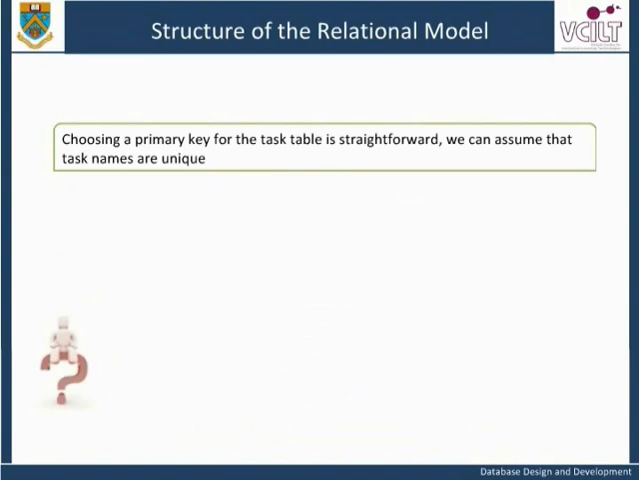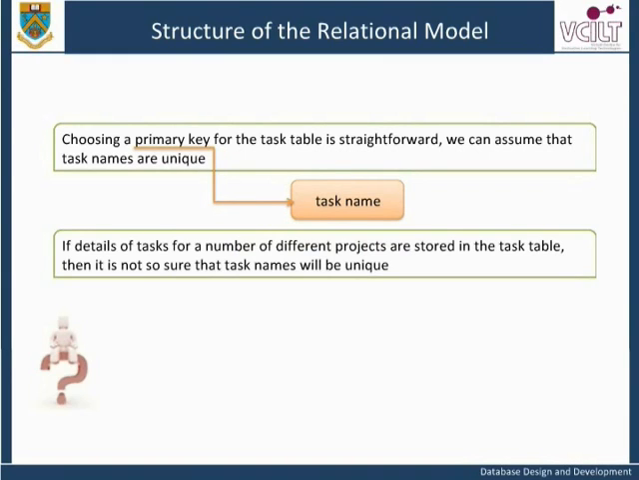Choosing a primary key for the task table is straightforward, while we can assume that task names are unique. If that is the case, then we may simply use task name as the primary key. However, if we decide to store in the task table the details of tasks for a number of different projects, it is less likely that we can any longer be sure that task names will be unique.